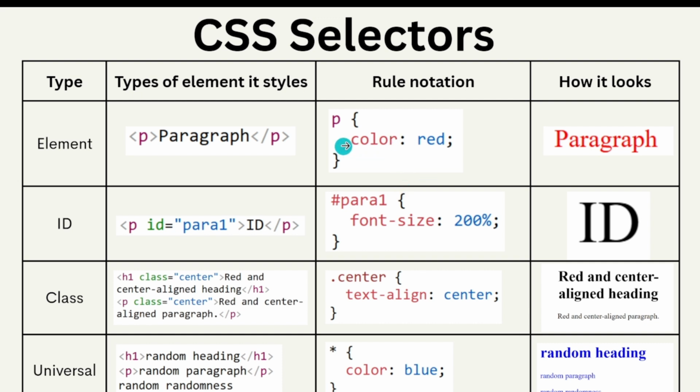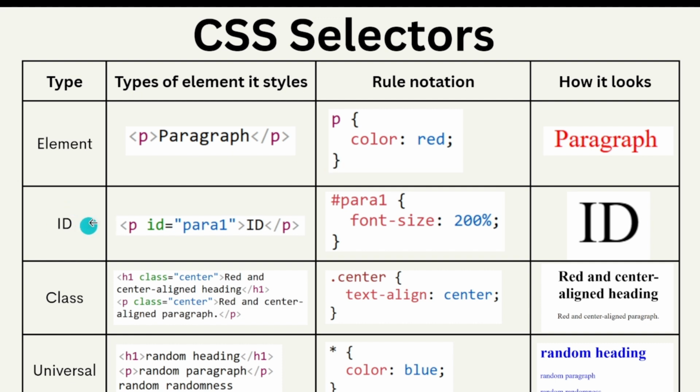So as you can see here in the how it looks section, you can see it's been turned red. And as you can see here, we're just using red, blue, and no fancy hex code stuff for now, but we will cover how to do shorthand hex later. So the next type is ID selector.